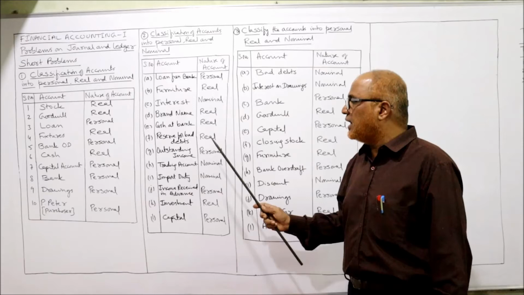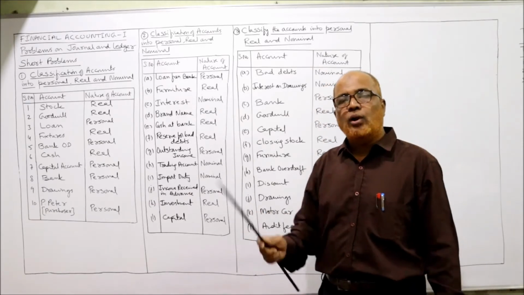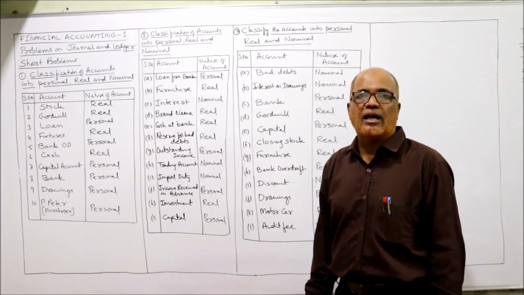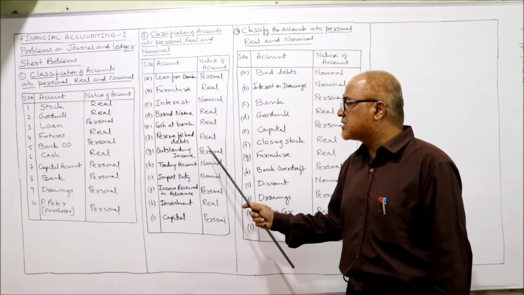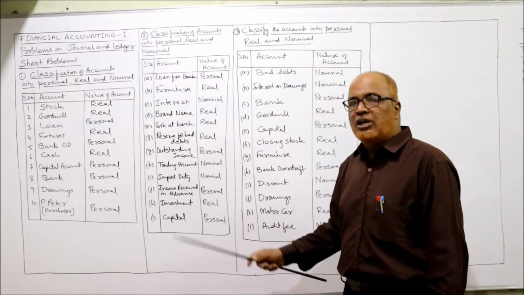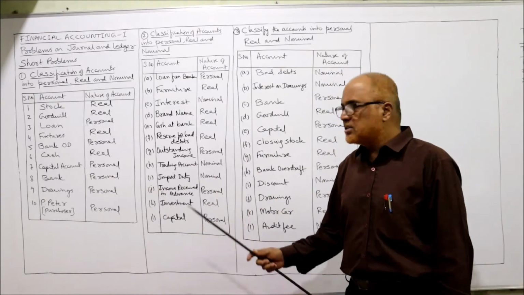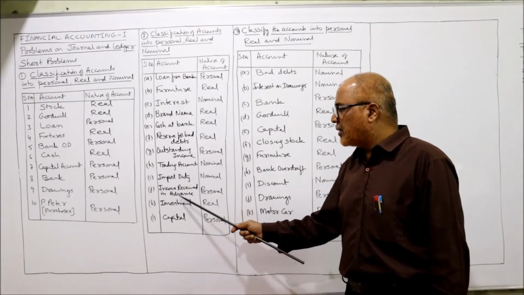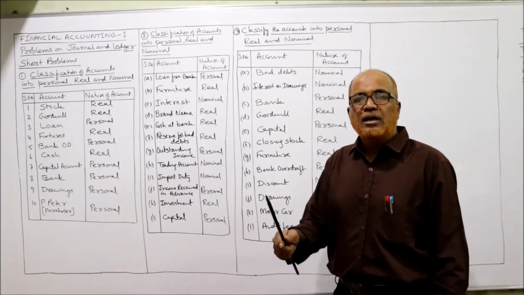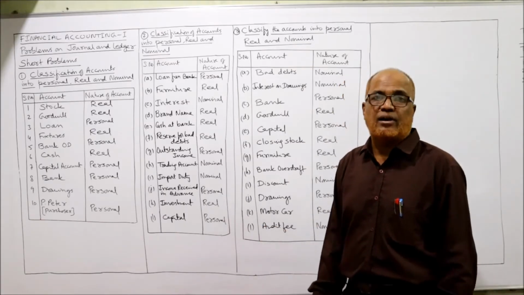Then outstanding income. Outstanding income is a personal account. If only income is given, it is a nominal account. Outstanding income is given, personal. Trading account is a nominal account. Then import duty. Import duty is an expenditure, so it is a nominal account. Income received in advance. Any income is a nominal account. But income received in advance is a personal account because it is a representative personal account.